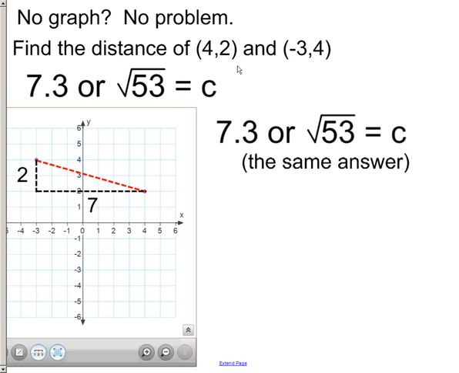Subtract your y's to get one leg, subtract your x's to get the other leg, and then you'll be able to plug them into the formula, Pythagorean theorem, to get your distance.